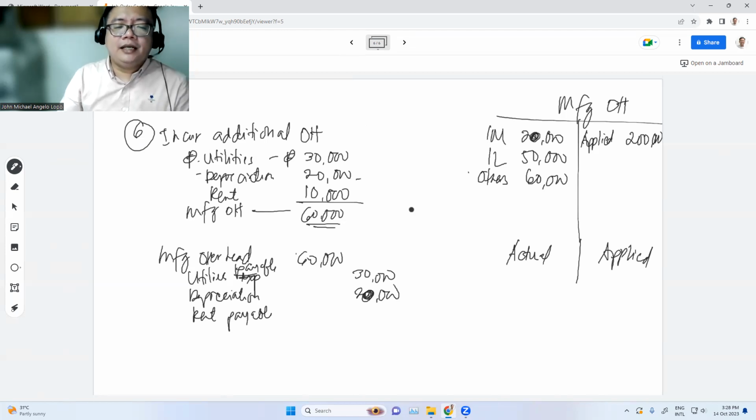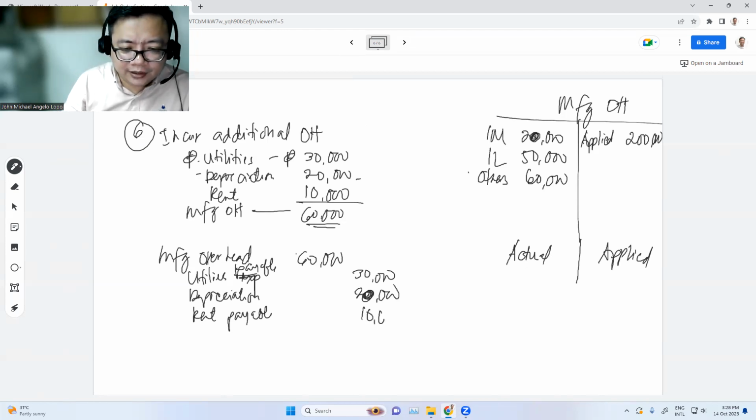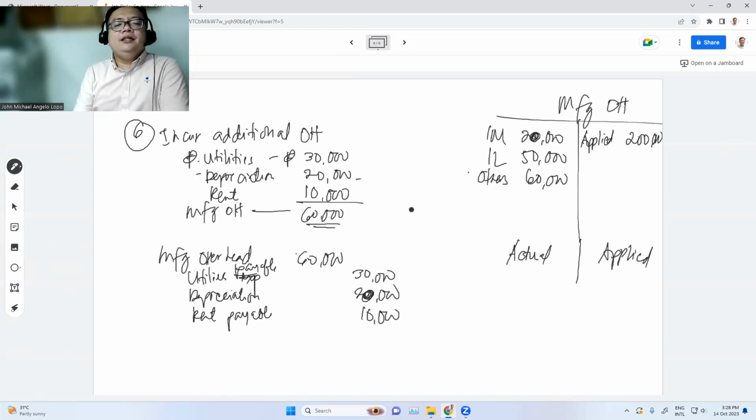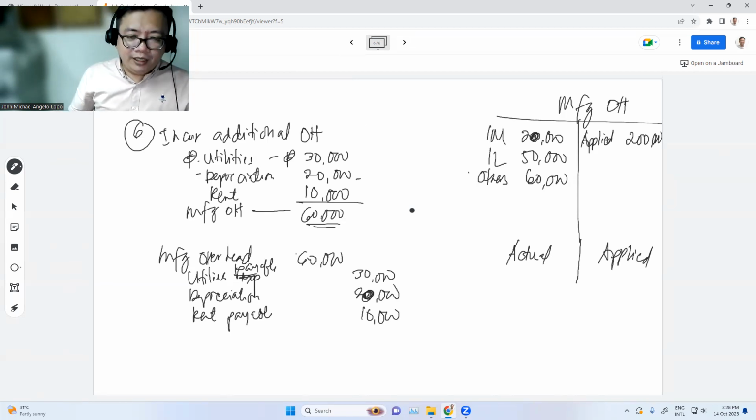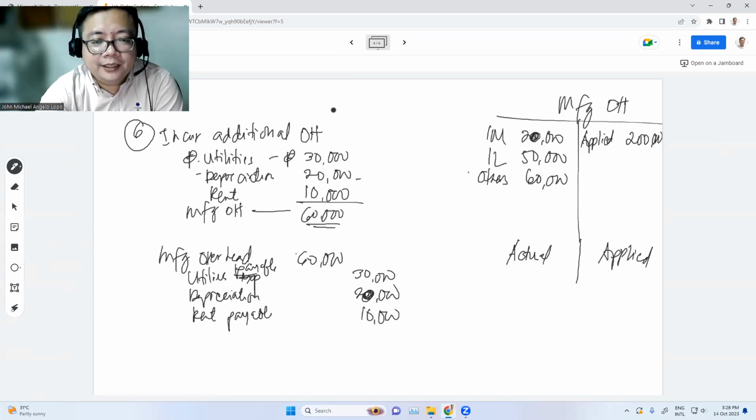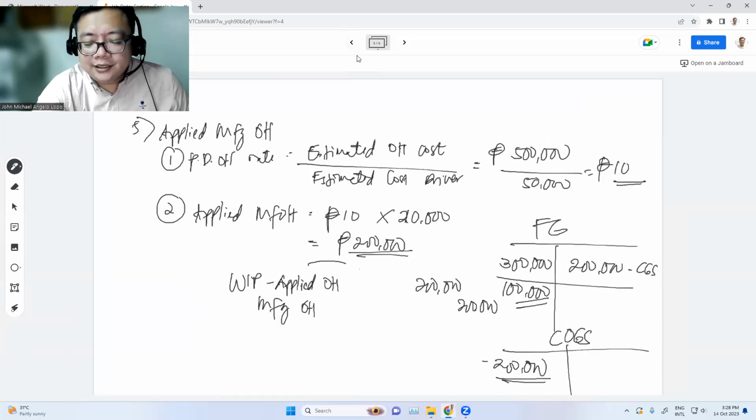Okay. So, magkano yung class? 10,000. Okay? So, 3, 4, 5, 6. So, you have your 60,000. Your 60,000 here is your debit. So, incur additional overhead. What we record in our debit is all our actual. What we record in our credit is all our applied manufacturing overhead. Okay. We go now to this, no?